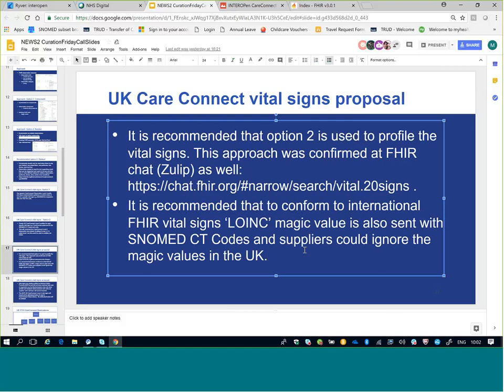So our recommendation is that as part of the alpha release, we'll provide SNOMED CT codes for all observations like blood pressure and pulse, but also LOINC codes, which we'll send along with it. The recommendation within the UK would be to ignore LOINC codes, but they will be in the message to be conformant. But we expect most of the semantic work will be done using SNOMED CT codes, and all the searching will work on SNOMED CT codes within the UK.